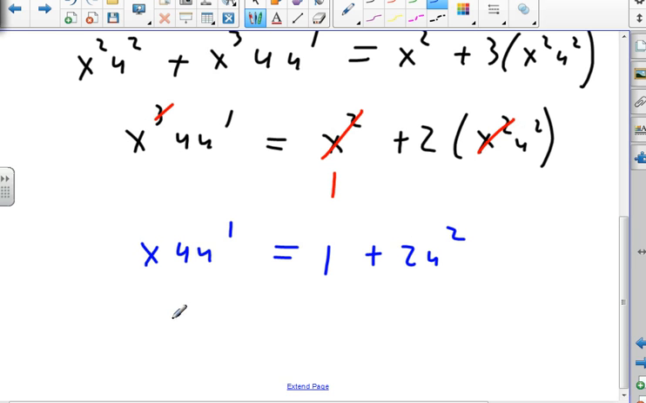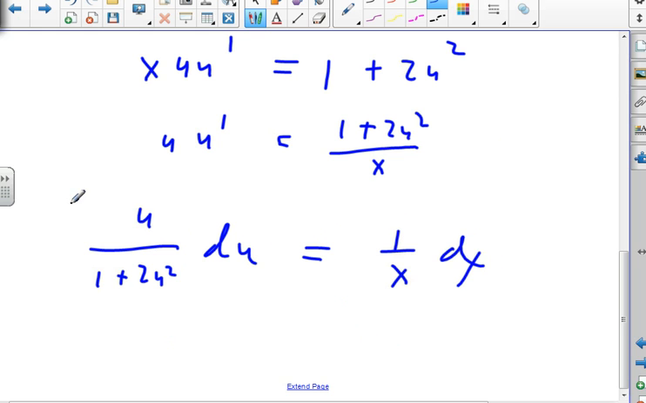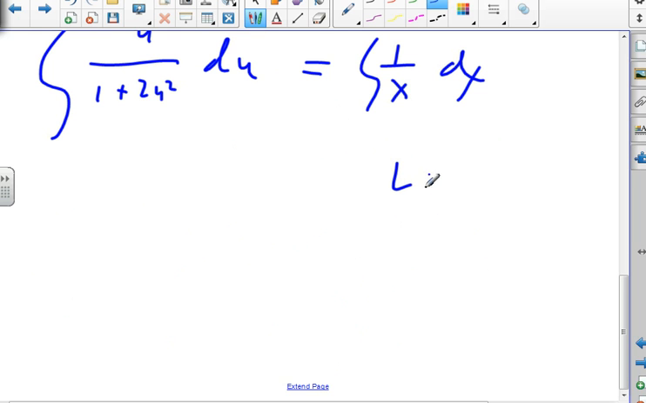Okay, I got u prime equals 1 plus 2u squared divided by x. I've got u over 1 plus 2u squared du is equal to 1 over x dx. Now I'm going to integrate both sides. On this side I have natural log x plus c.